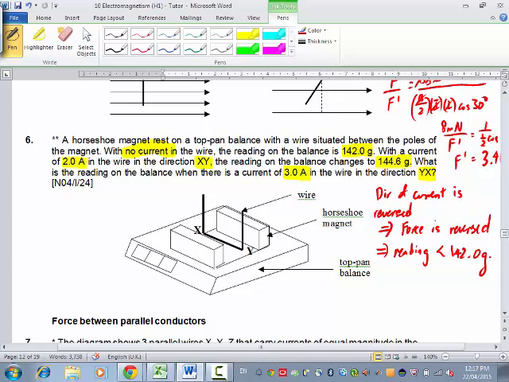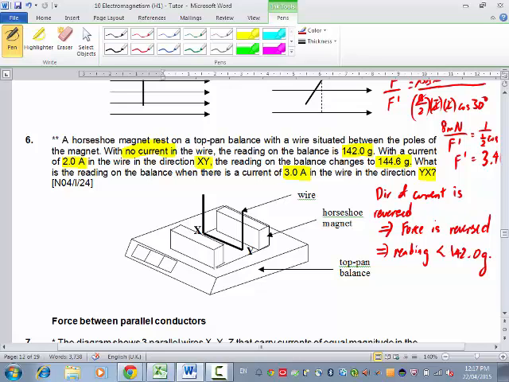No current is 142. Current flow in XY is 144.6. Now flow in YX, it must be lighter. It will make the magnet lighter. Just now the force made the magnet heavier by 2.6 grams, you can see. From 142 become 144.6. The force makes the magnet heavier by 2.6 grams.